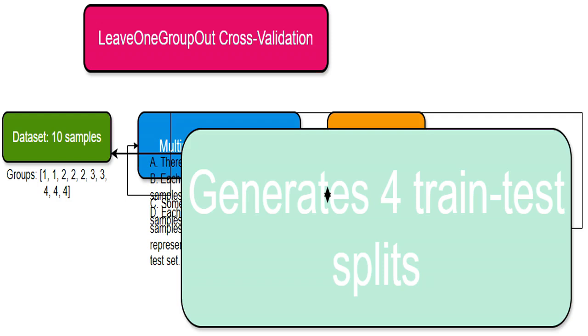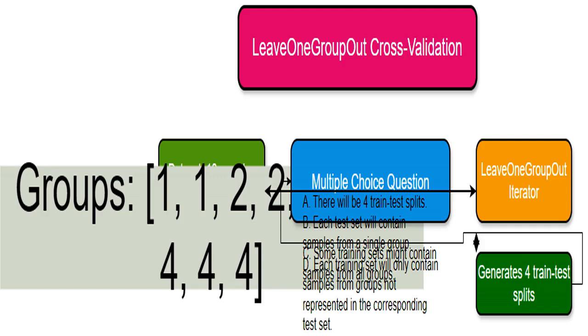Because I have 4 unique groups in my dataset, groups 1, 2, 3, and 4, LOGO will create 4 separate train test splits. Each split leaves out one entire group for testing and uses the rest for training. That's what LOGO does.